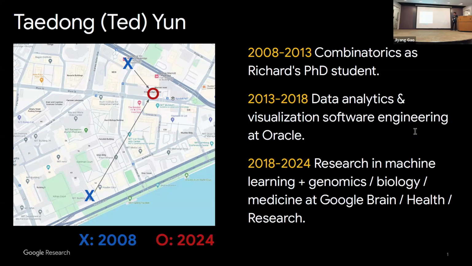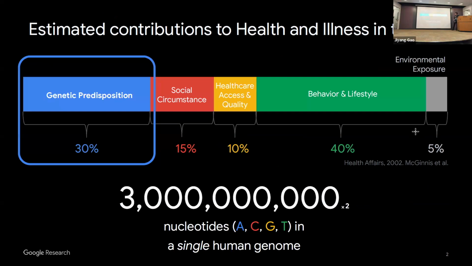I work for Google Research right now. I have a slightly unconventional career, but right now I'm working in machine learning, applying machine learning to genomics, biology and medicine. So I'll be talking about genetics and machine learning for the next 5 minutes at this math conference.